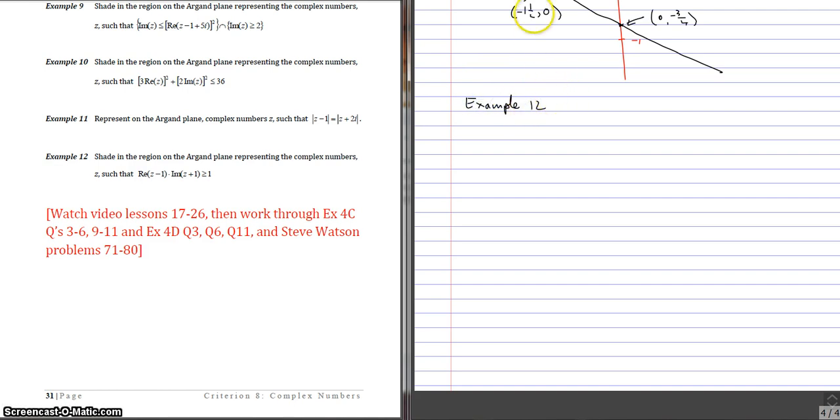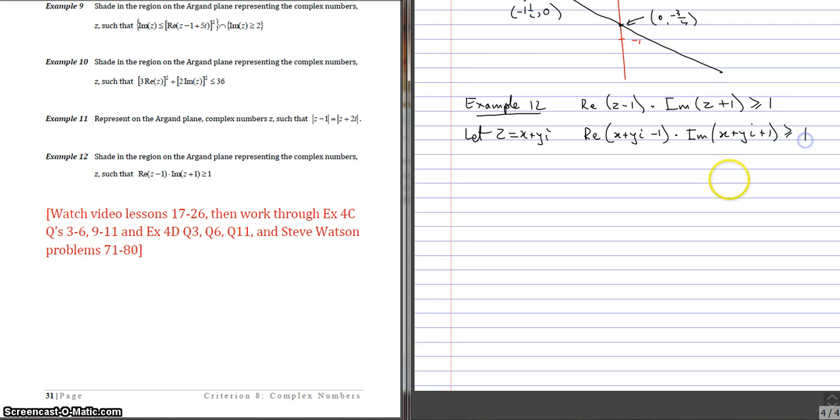Example 12. Okay, this time we've got the real part of z minus 1 times the imaginary part of z plus 1, all being greater than or equal to 1. So we're going to take the same approach by letting z equal x plus yi, so that we have the real part of x plus yi minus 1 times the imaginary part of x plus yi plus 1, all greater than or equal to 1.